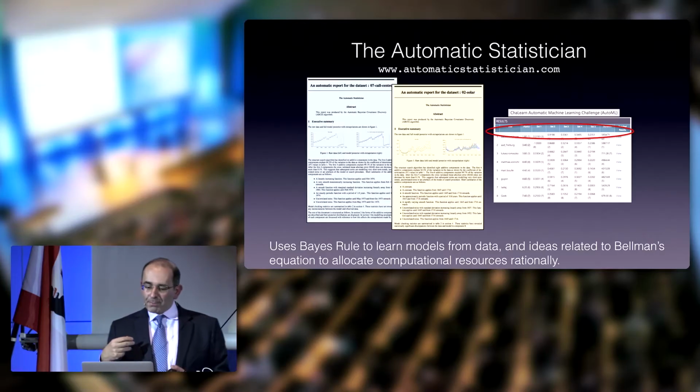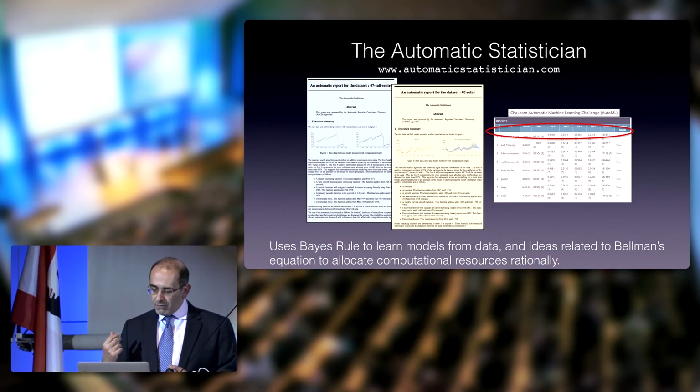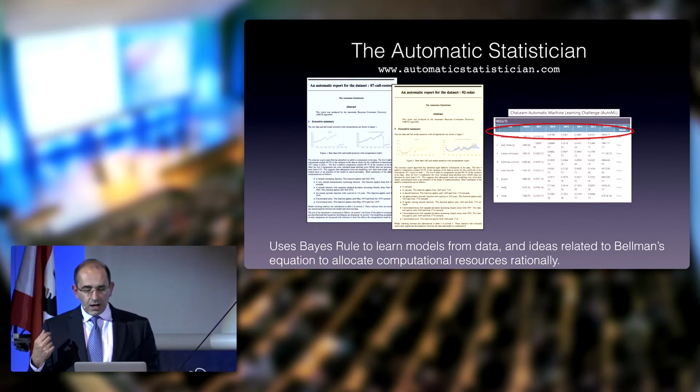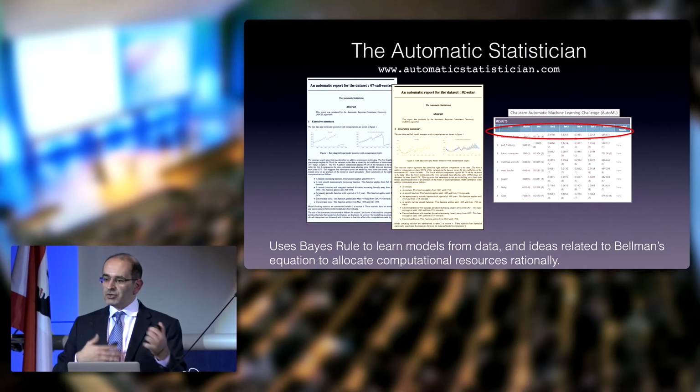And the principles that underlie this are these same principles I've talked about. Bayes' rule is being used to search over models, and a form of Bellman's equation is used to allocate resources, to decide on how much computation to do.